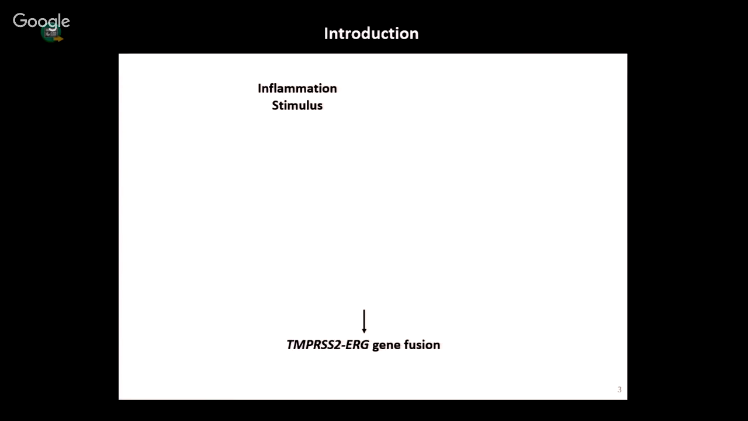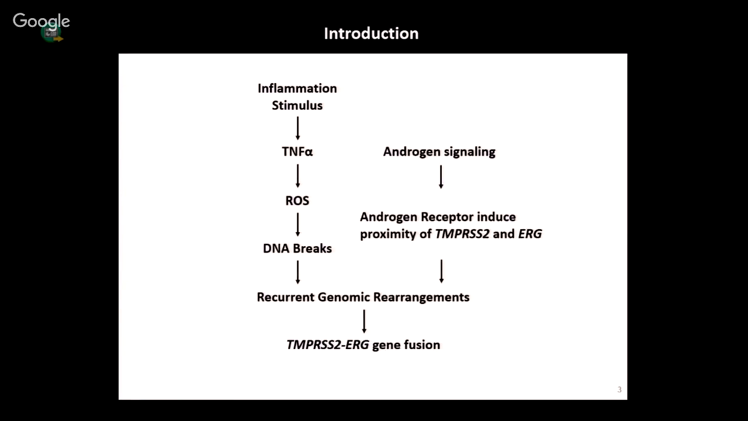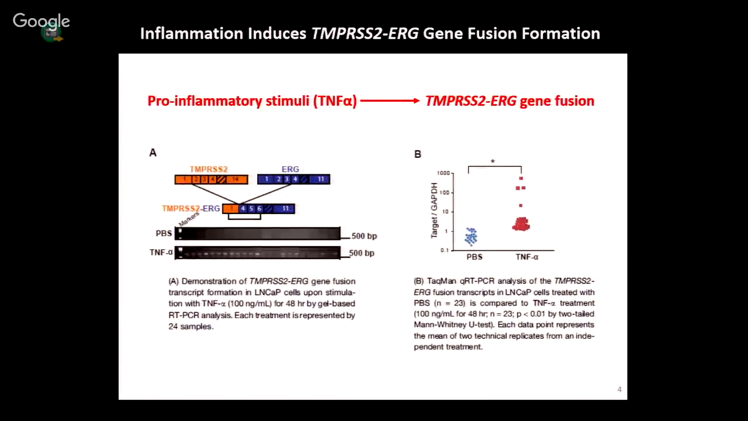So let's get started. This study mainly talks about the link between inflammation and gene fusion in prostate cancer. The authors hypothesize that inflammation-induced oxidative stress, also called ROS, plays a key role in TNF-alpha-induced TMPRSS2 and ERG gene fusion formation, and that androgen signaling is required for this process. They have done several tests, both in vitro and in vivo, to prove this hypothesis. So let's take a look.